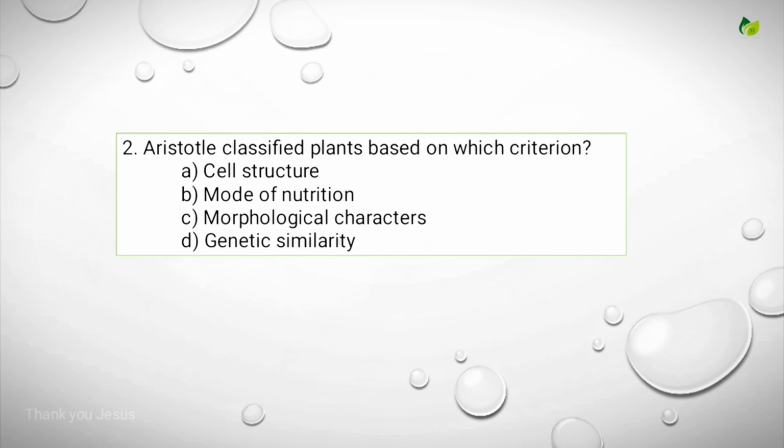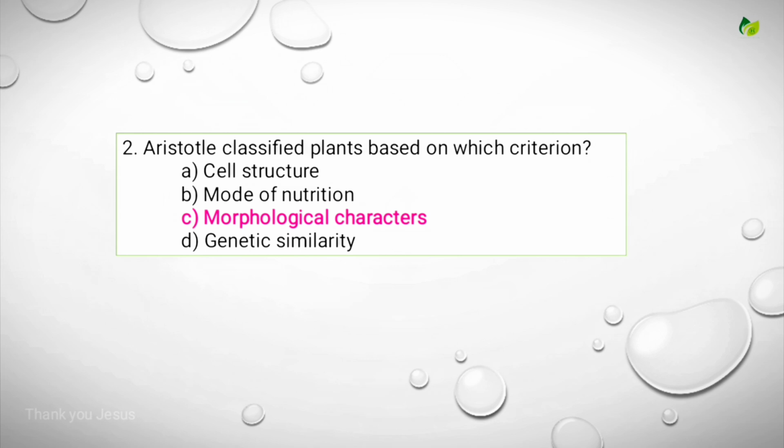Aristotle classified plants based on which criterion? Options are cell structure, mode of nutrition, morphological characters, genetic similarity. For this, the correct answer is morphological characters. Aristotle classified plants into three groups based on their morphology. The three groups of plants are trees, shrubs, and herbs. He classified plants into these three categories based on their morphology only.